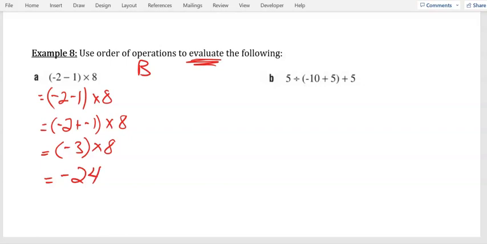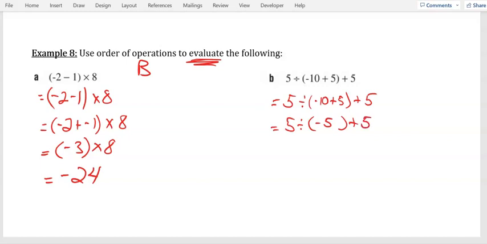Do we have any brackets here? Yes. So we've got to start with this operation in brackets first. So I'm going to copy out the 5 divided by, I'll copy out the whole thing. This is what I'm going to solve first. I'm going to copy out the other stuff again, even though I'm not doing it. -10 plus 5 is going to be -5, because on the number line, I'm starting 10 left or below 0 and adding 5 back on. And then I add 5 to that.